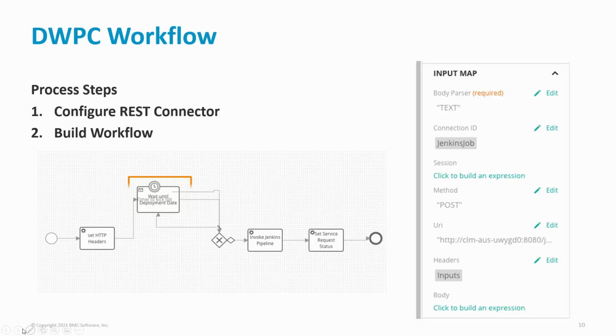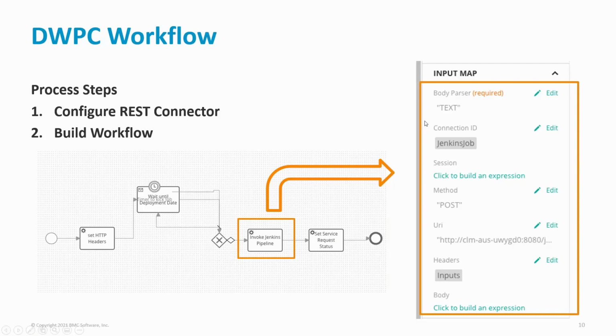The next block that you can see right here is invoking the Jenkins pipelines. When I say invoking Jenkins pipelines, we are just doing a send HTTP request. With this send HTTP request, as you can see, we are setting some values on the right side. The first thing is the body parser. Here the body parser can be JSON or text, and we are just sending it as text. The connection ID is nothing but the Jenkins REST API connector that we configured in the first steps. Then the method: we are invoking the POST method here.